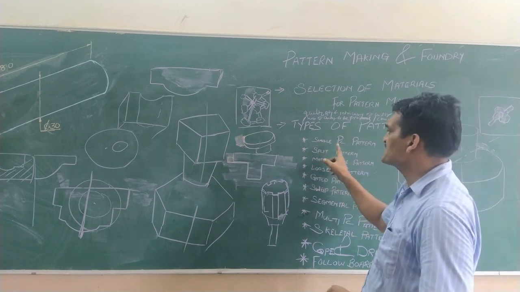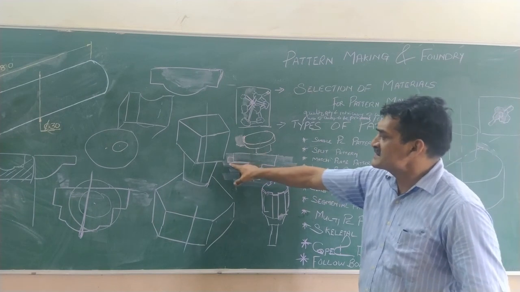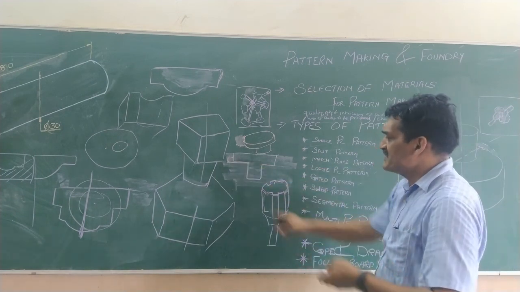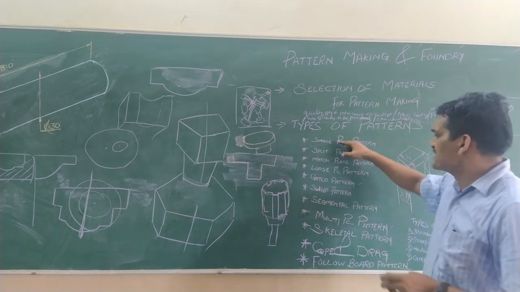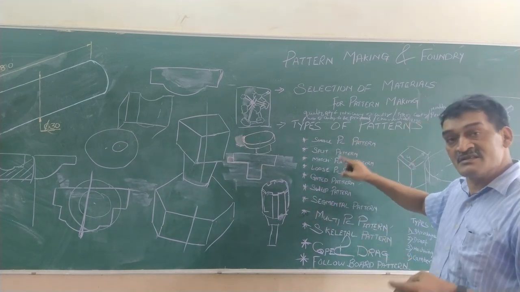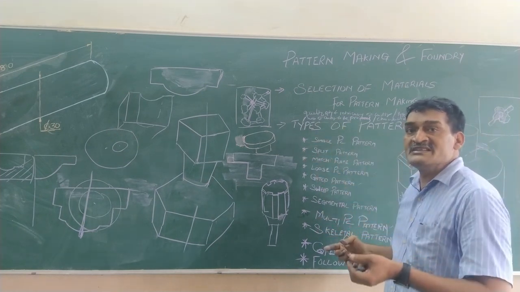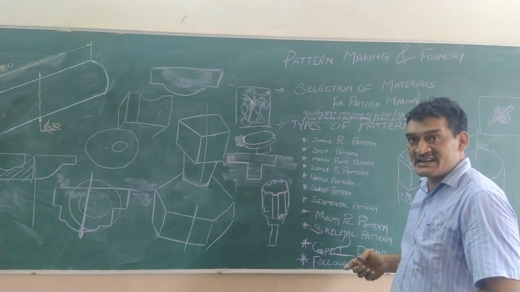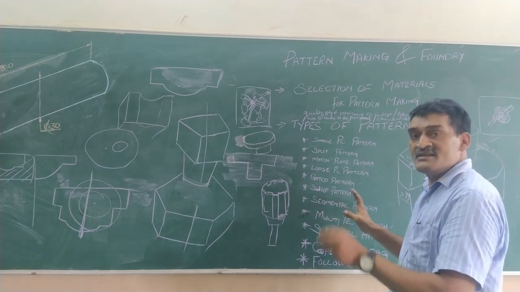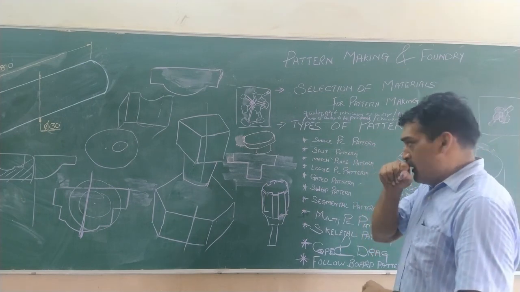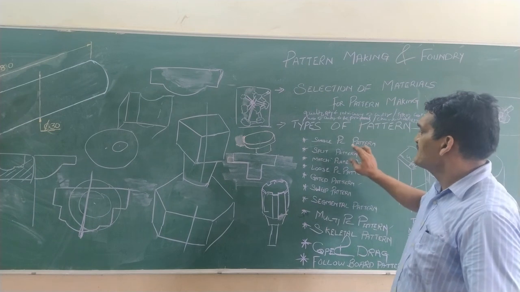Loose piece and a single piece. Single piece, there is only one piece. In this, there is a small extra piece. So, the difference between a single piece and a loose piece pattern, a loose piece pattern is a single piece pattern with a small piece that is loosely held in the sand. A single piece is a single piece pattern. There is no loose piece. So that's the difference between a loose piece and a single piece.